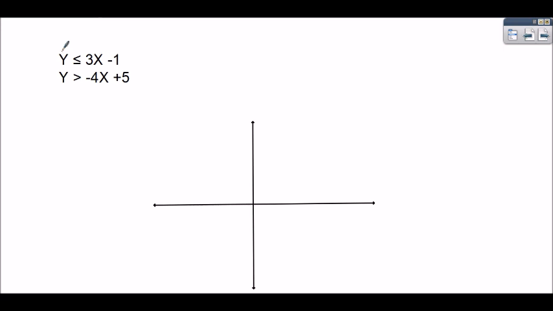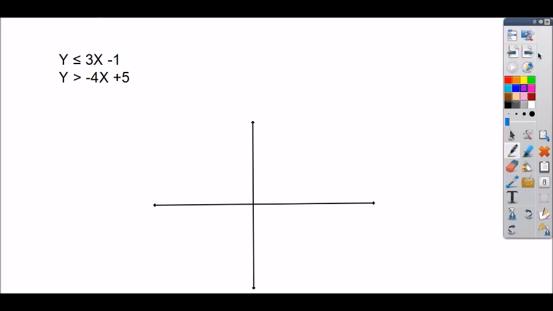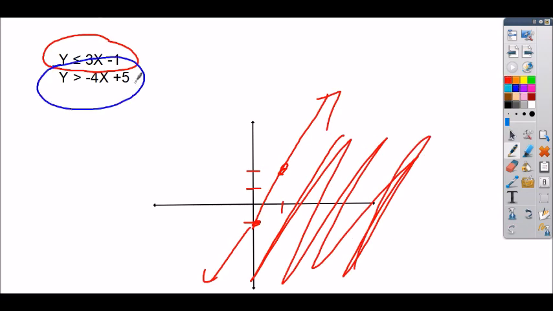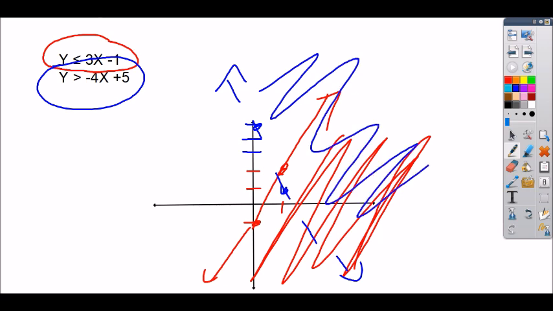All right, system of inequalities. I'm going to graph both of these lines and then see where they cross twice. So where do these two lines overlap? It's right here in this purple region. So any answer within that purple region would be correct.